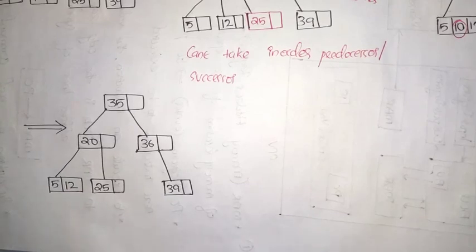So this is how basically some of the deletion can be performed in a B tree. So I hope that it's clear.